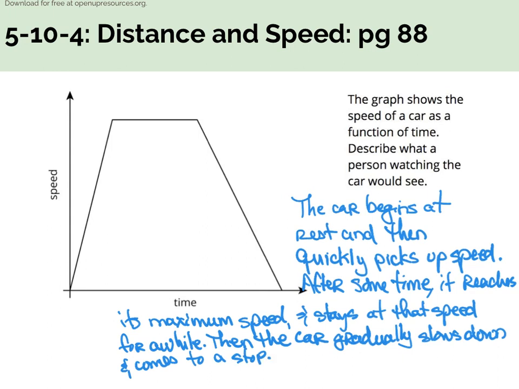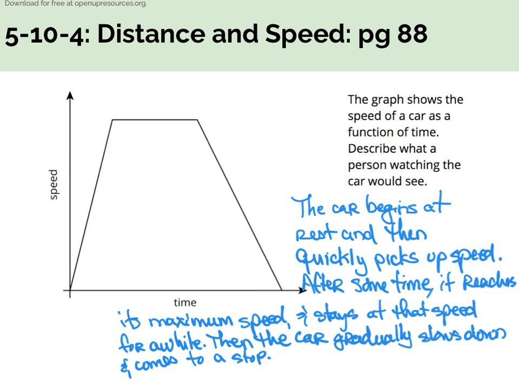So this is my story, kind of goes with it. You can even start it where the car begins at rest at a light, and the light turns green, and then it quickly picks up speed, drives at a certain speed for a certain amount of time, and then starts coming to another red light, so it slows down, and eventually it stops at the red light. However you did that story would be great for this.